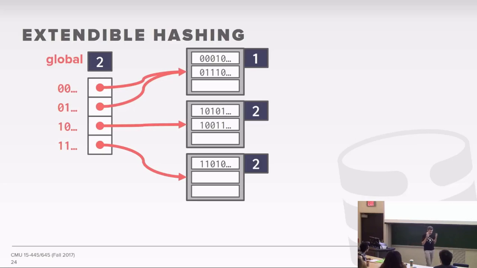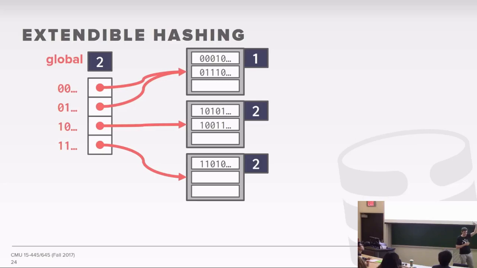Right, so again, think of the hash function. The simplest thing is to take an integer representation of the key, mod it by the number of offsets in our array, and that'll give you a location. And then we see now the offsets point to three different buckets.